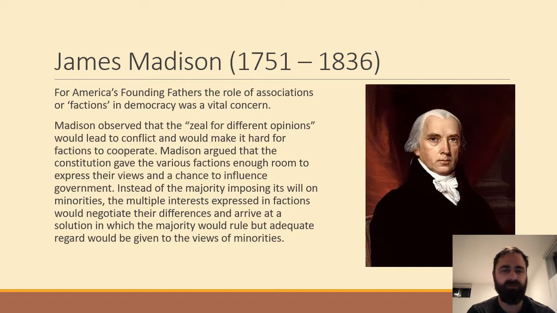Next, we have James Madison, who's one of the founding fathers, and the word that he used a lot in his writing was factions, but as far as we're concerned, this is very similar to the role of associations. He observed that the zeal for different opinions would lead to conflict and would make it hard for factions to cooperate. He argued that the Constitution gave the various factions enough room to express their views and a chance to influence government. The word that we often use for this is pluralism. So instead of the majority imposing its will on minorities, the multiple interests expressed in factions would negotiate the differences and arrive at a solution in which the majority would rule, but adequate regard would be given to the views of minorities.